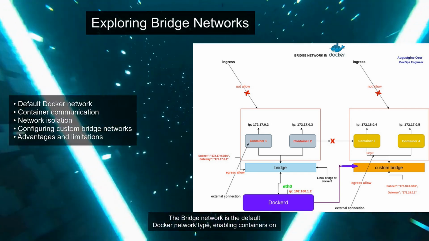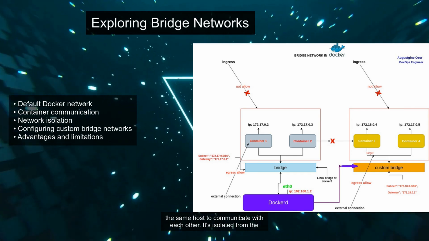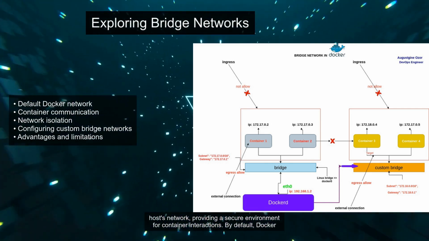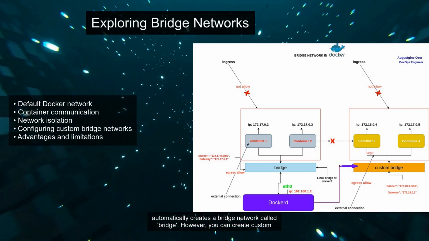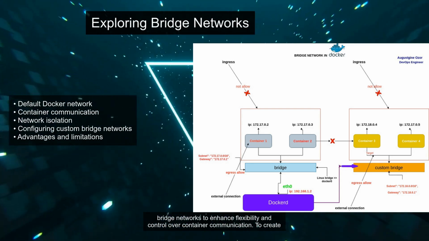The bridge network is the default Docker network type, enabling containers on the same host to communicate with each other. It's isolated from the host's network, providing a secure environment for container interactions. By default, Docker automatically creates a bridge network called bridge. However, you can create custom bridge networks to enhance flexibility and control over container communication.